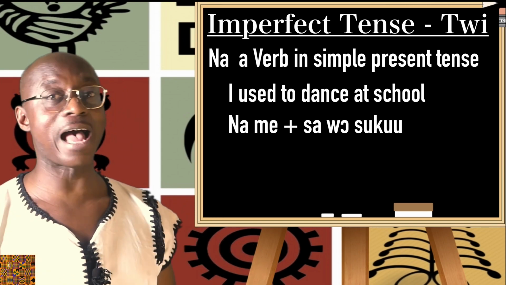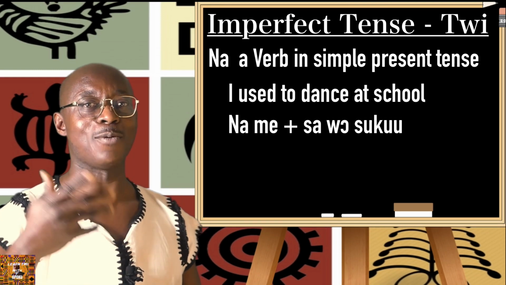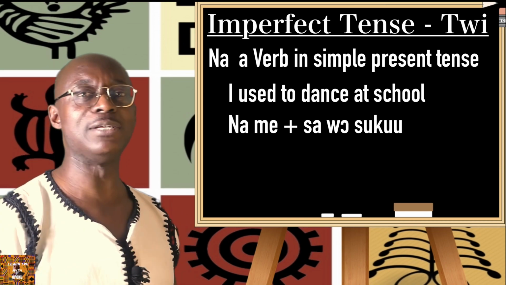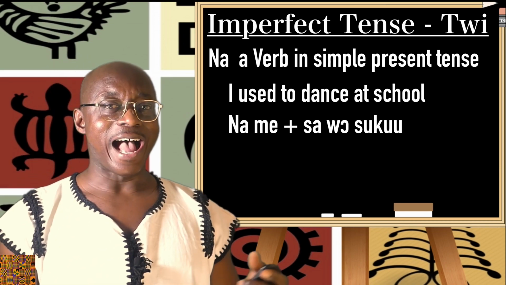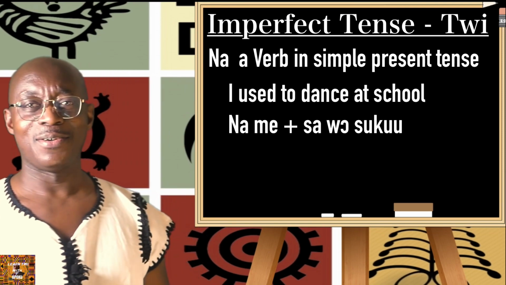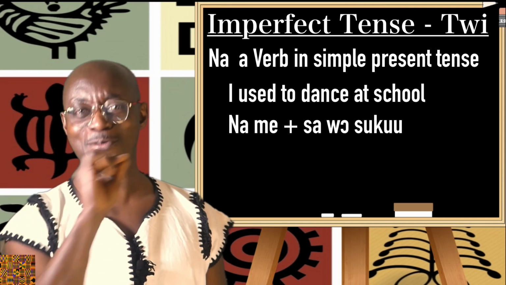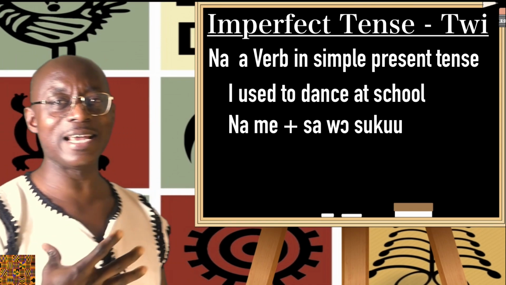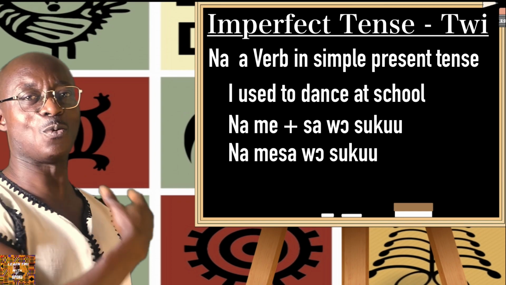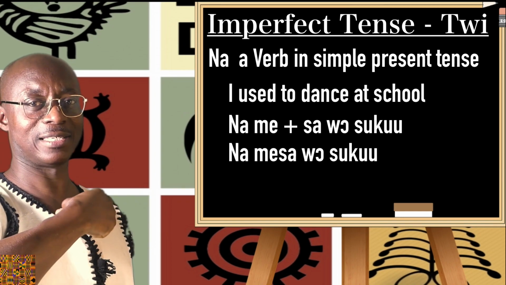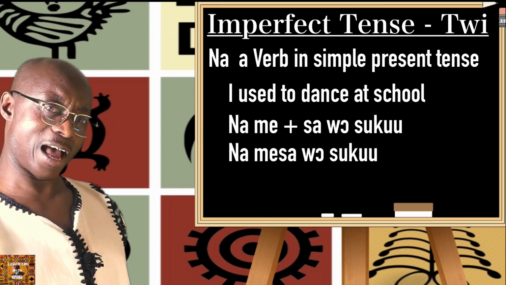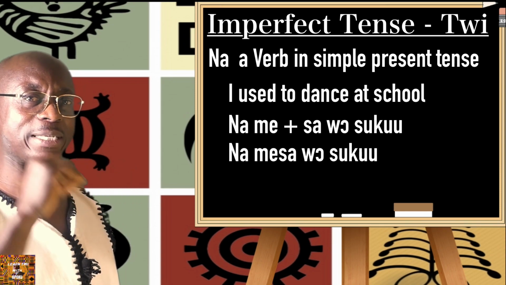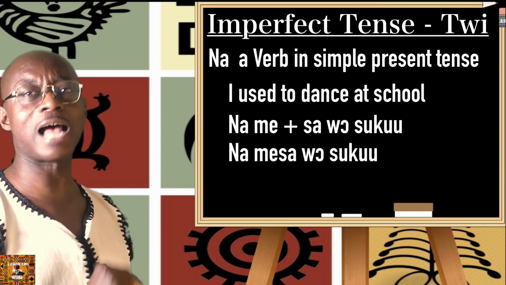The me here means what? I. Sa means what? To dance. And wo means at. And of course, suku means what? School. As a rule in the Twi language, we write the pronoun together with the verb. Take note of that. So I will say, na me sa wosuku. You see, me, that is I, is now written together with sa, that is to dance. Na me sa wosuku. I used to dance at school.